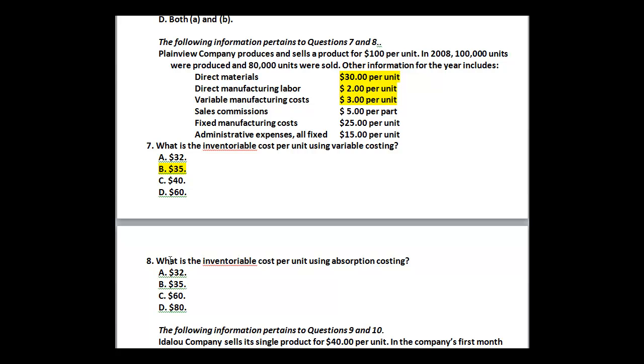On number 8, now we're using absorption costing, and what you will include in addition to the variable cost is the fixed manufacturing cost. So under absorption costing, you are going to include all of the product costs, so direct materials plus direct labor plus variable overhead plus fixed overhead. So your answer on 8 is C, $60.